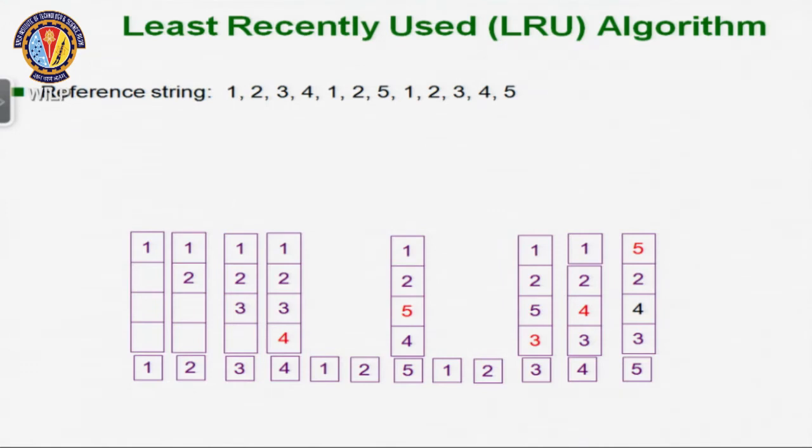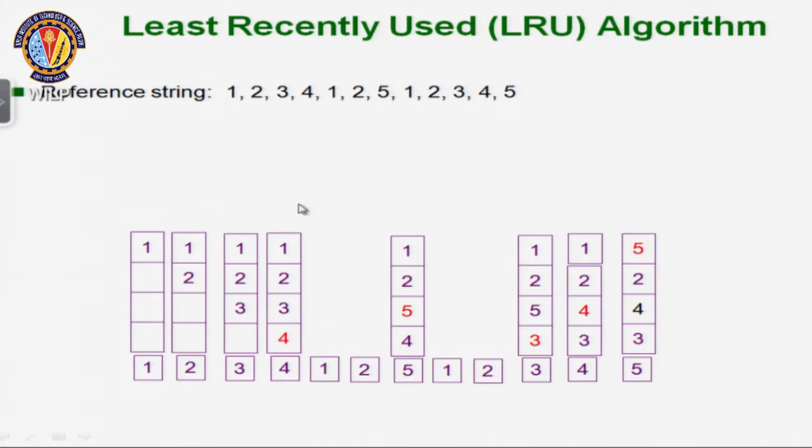In the previous case we tried to find a frame which is least likely to be used in the future. Now, thinking in reverse, suppose we choose a frame which is least recently used, meaning it has been used far away in the past, so there is every likelihood that this frame may not be required. So this is what the least recently used algorithm is.